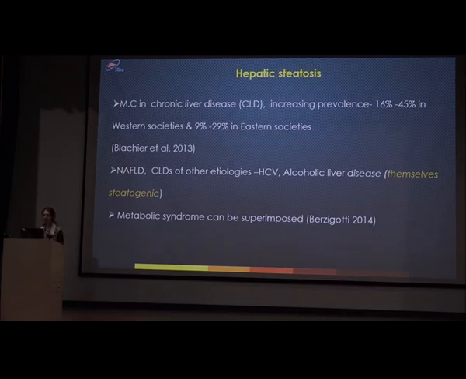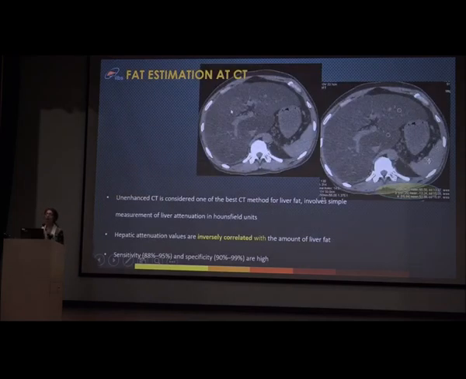And then metabolic syndrome, everything has been spoken of. We know there is a large prevalence of fat even in Eastern societies, and what we want to look at today is fat estimation. So what are the existing methods of fat estimation?